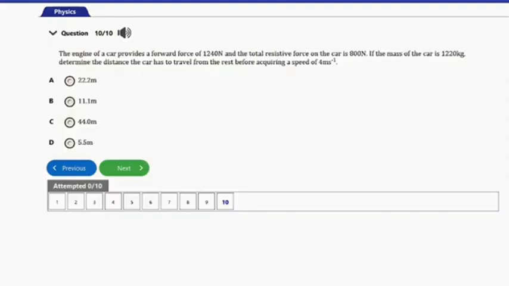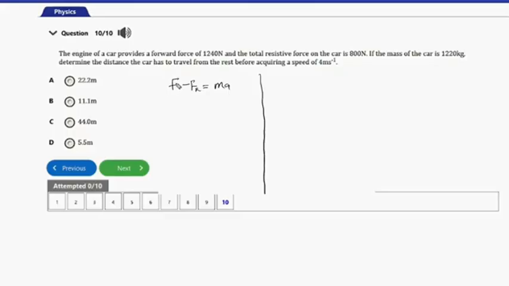So the question here says, the engine of a car provides a forward force of 1240 Newton and the total resistive force on the car is 800 Newton. If the mass of the car is 1220 kilograms, determine the distance the car has to travel from rest before it starts acquiring a speed of 4 meters per second. So guys, first of all, let's note that F minus Fr is equal to mass times acceleration. So F minus Fr is equal to ma.